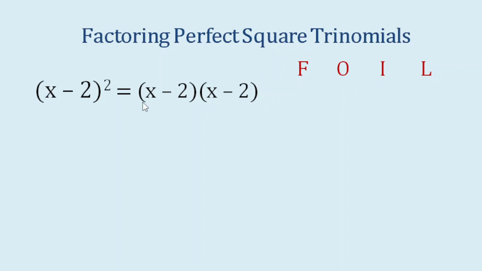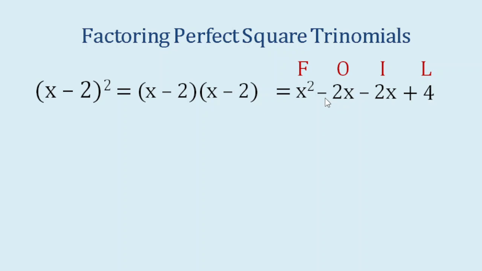F, product of the first terms, x and x, that's x squared. O, product of the outer terms, x and negative 2, that's negative 2x. I, product of the inner terms, negative 2 and x, that's negative 2x. L, product of the last terms, negative 2 and negative 2, that's positive 4.